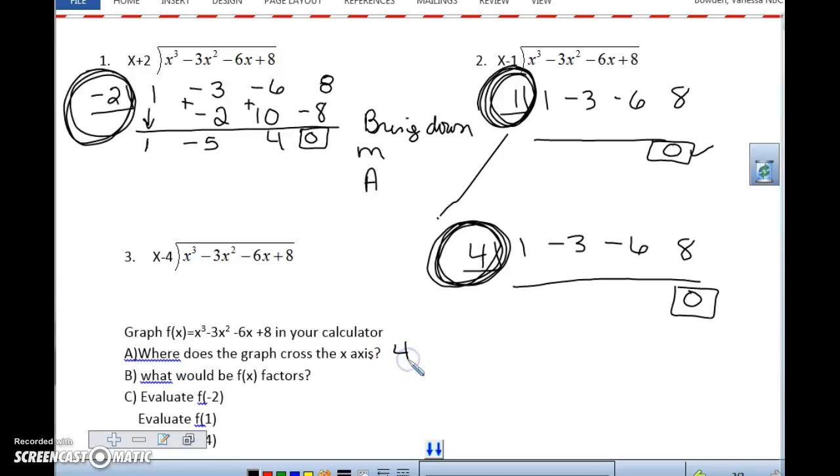So it crossed at 4. You said 4, 1, and negative 2. The factors would be x plus 2, x minus 1, and x minus 4 were the factors. See? Yeah, like the opposite. See that if you were writing it out in long division? Okay?